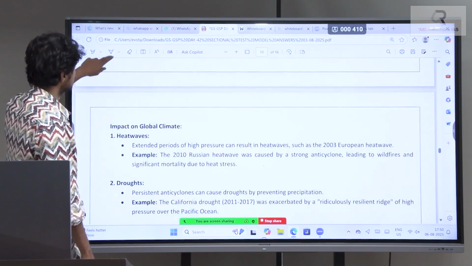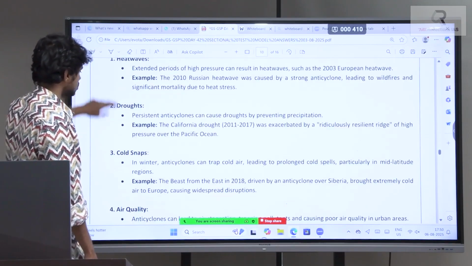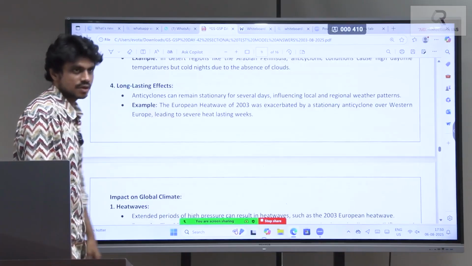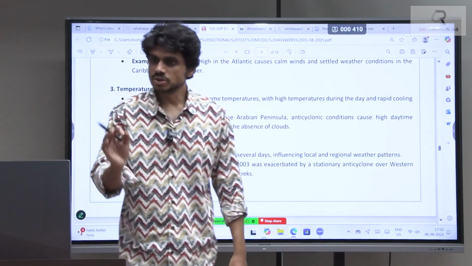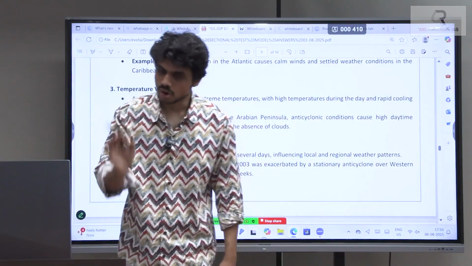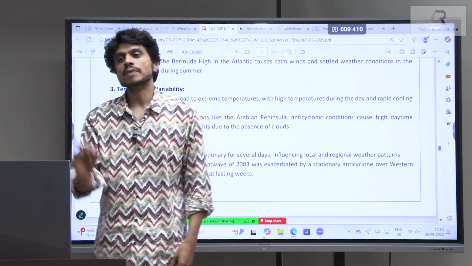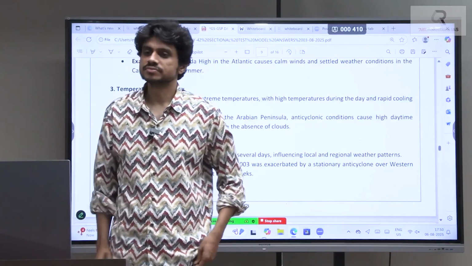Heat waves, droughts, cold snaps, and air quality will be affected. So impacts too can be asked. What is an anticyclone, causes of the anticyclone, characteristics of the anticyclone, impacts of the anticyclone. Clear?